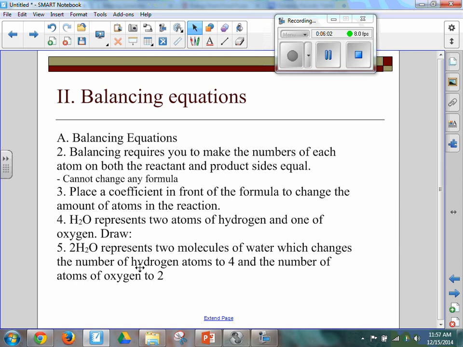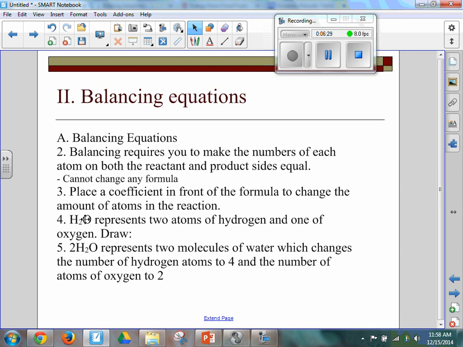So we're trying to get the same amount of matter on the reactant side on the left and the product side on the right. So balancing equations requires you to make the number of each atom on both sides, the reactant and the products, equal. Okay, we'll talk about that. We have a couple of simulations that will help us with this. But place the coefficient in front of the formula to change the amount of atoms. So coefficient is referring to a number, a whole number that we're going to be using now. It's not a fraction, it's not a decimal, it's a whole number.